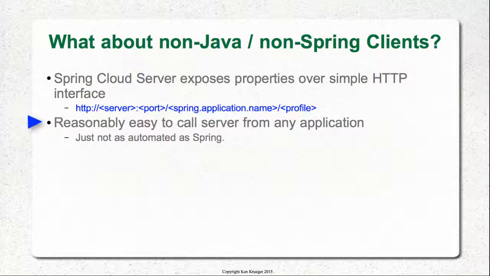So if you're in an environment that uses half Java and half .NET, you'll probably have a little project to set down and code a little bit of .NET code to make that call and alter the way your .NET applications digest it. But it's pretty straightforward to do. It's just not as automated as using something like Spring.